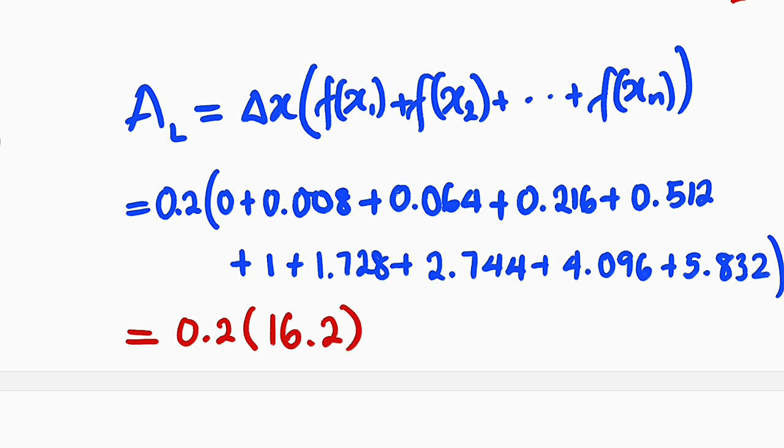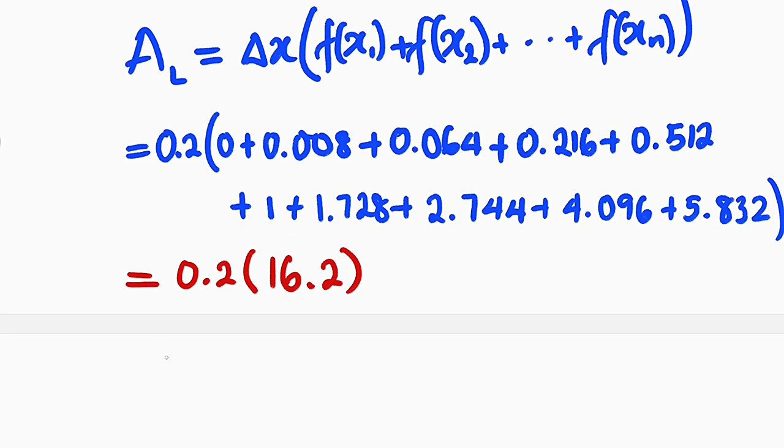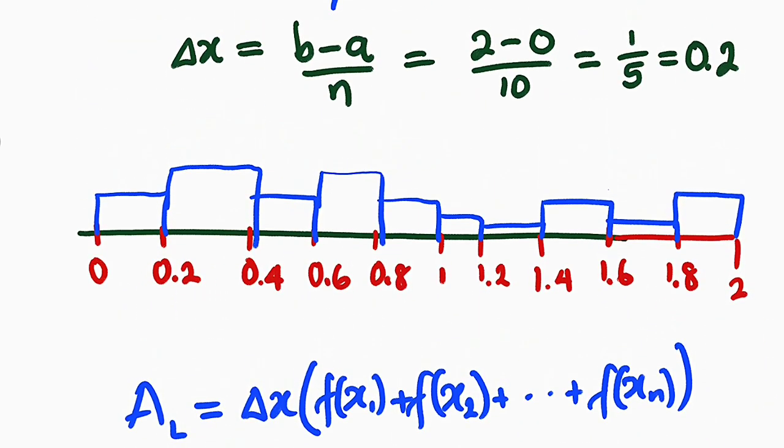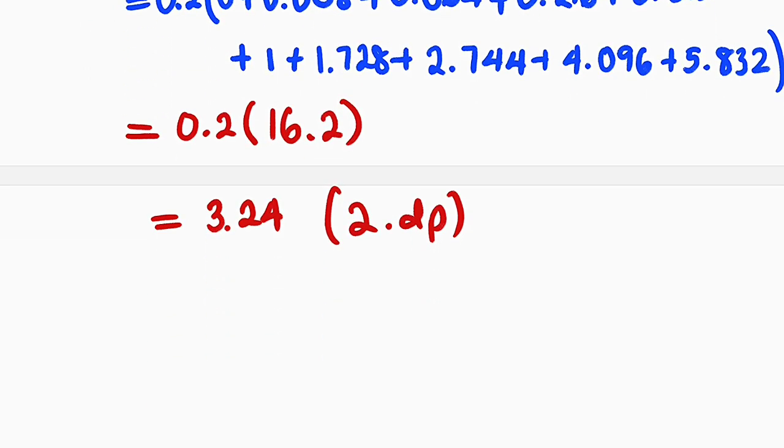Then we multiply 16.2 by 0.2. And this is equal to 3.24 in 2 decimal places. So this is the area when we use the left Riemann. Now we are going to use the right Riemann to see and compare the areas.